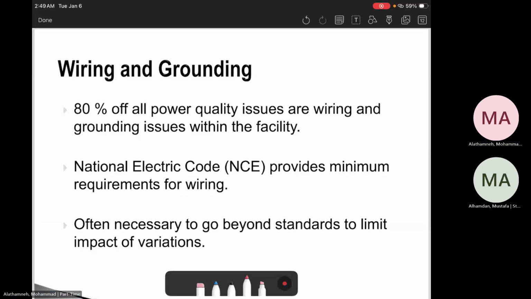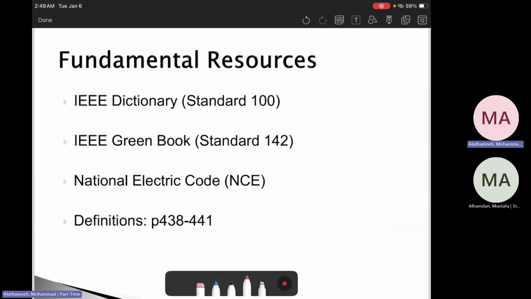We have fundamental standards: the IEEE Dictionary Standard 100, the IEEE Green Book Standard 142, the National Electric Code NEC, and some definitions. Here we will look at the major differences that can be used in industrial and commercial systems to ground the system, and the pros and cons of different grounding approaches. We also need to focus on powering and grounding sensitive electronic equipment with best practice, especially so that we don't create any problems.